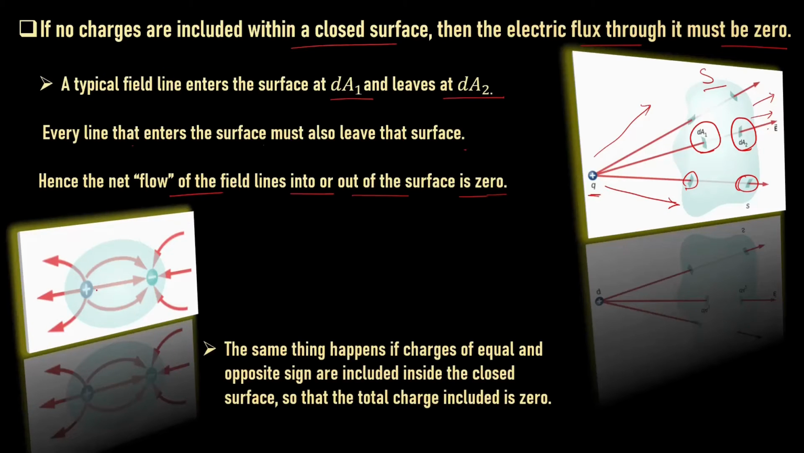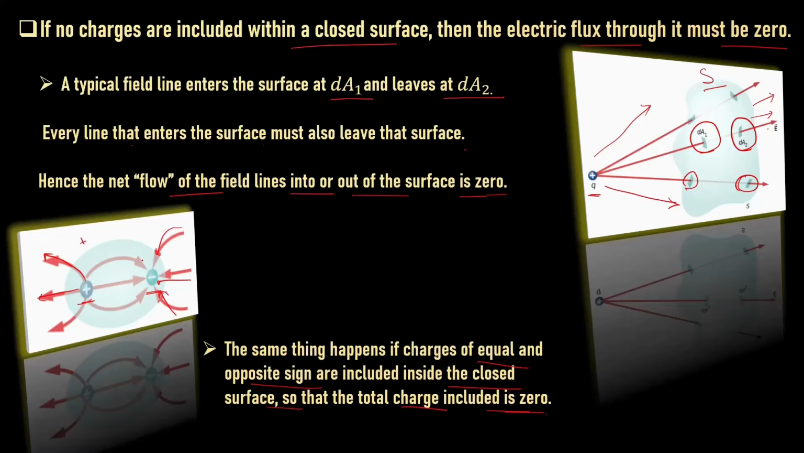Now there is another situation: the charge is enclosed within the surface area, but this time we have two equal and opposite charges. That is, if charges of equal and opposite sign are included inside the closed surface, the total charge included is 0. In terms of the electric field lines, whatever field lines the positive charge sends out of the surface, the same number of field lines will be entering due to the negative charge, because it is of the same magnitude.